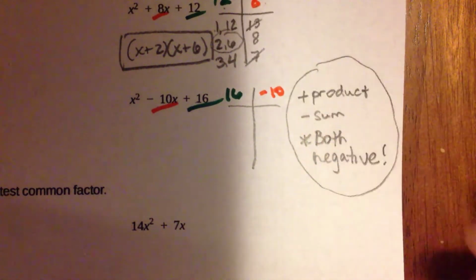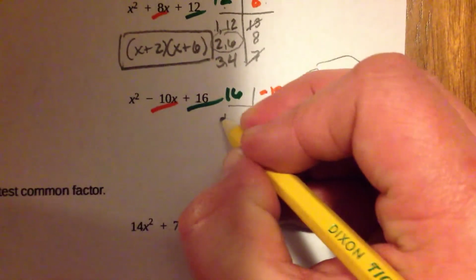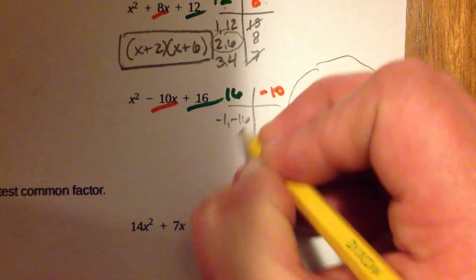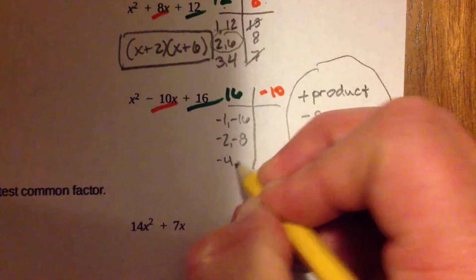That's your hint. Those are the tricky ones. Alright, so what are my factors of 16? Well, I have 1 and 16. Oh, we have to make them both negative. I just said that. Negative 1, negative 16. Negative 2 and negative 8. And negative 4 and negative 4.